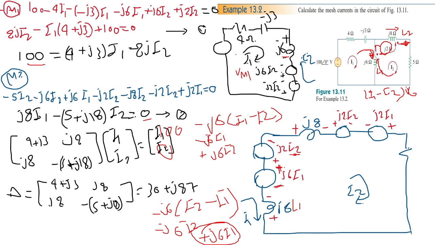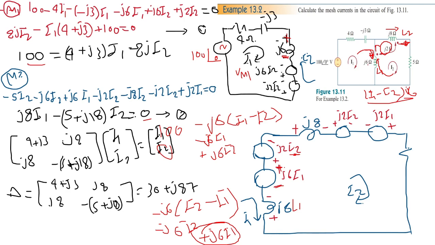So if we redraw mesh 1, we'd have the voltage source 100 at an angle of 0. We have the resistance 4 ohm, the capacitor minus j3, and the voltage drop around L1. This would be, because I1 is clockwise, a positive sign here and a negative sign here.